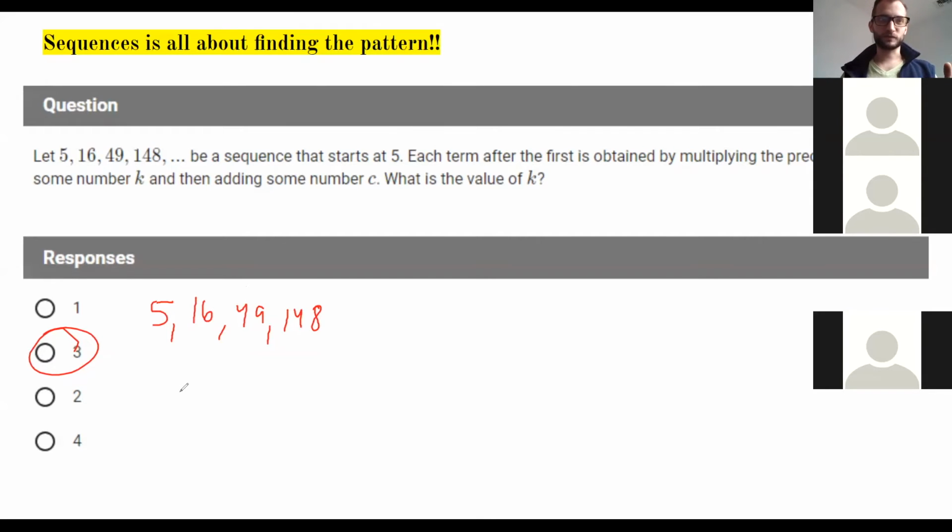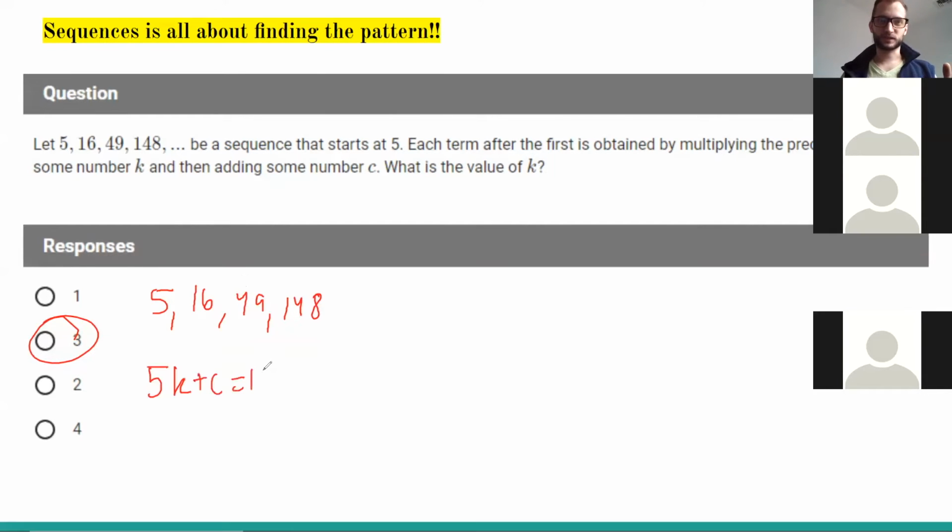If you made an equation, it'd be 5 times k plus c equals 16. Well, here we have one equation with two variables. We can't really do anything, so we have to create another equation. So 16 times k plus c is 49. And then you can solve it algebraically. Or you can just take a look at your answer choices. If I multiply 5 by what number and add what number, can I get 16? And then try that again to see if it works.